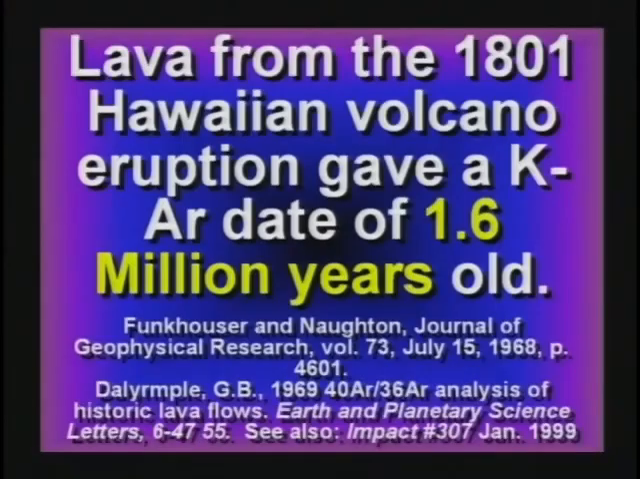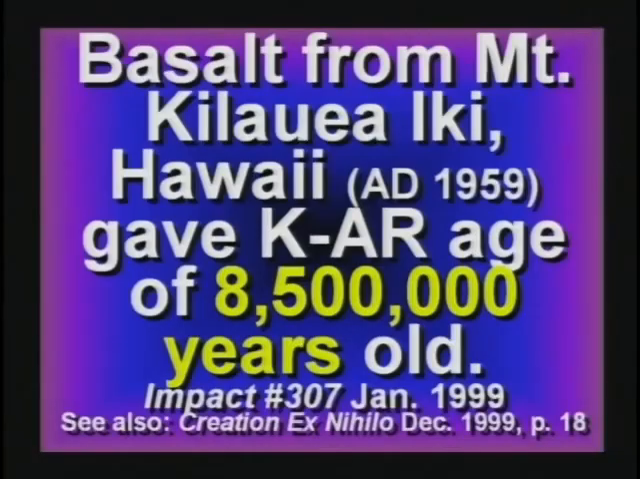When they tested lava from a Hawaiian volcano, they knew it erupted in 1801. The people watched it happen. That's the lava flow that covered our village, you know, 1801. It gave an age of 1.6 million years old. That's in 1968. Let's see if it gets better. Basalt from a volcano in Hawaii erupted in 1959. When they tested it, it gave an age of 8.5 million years old.